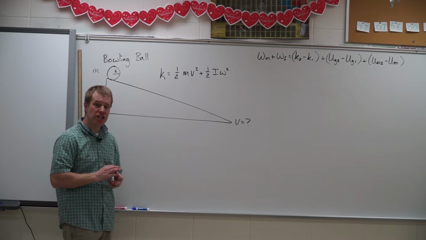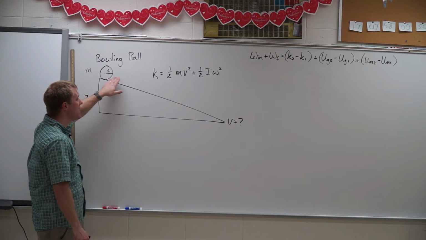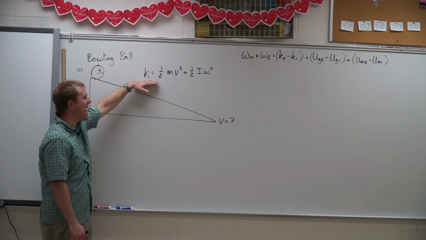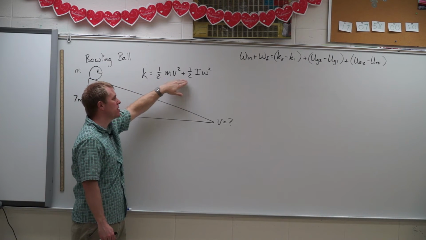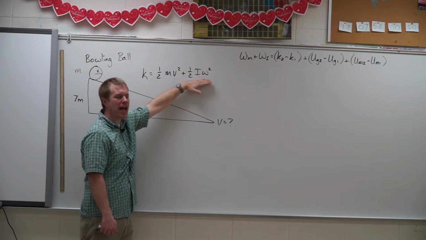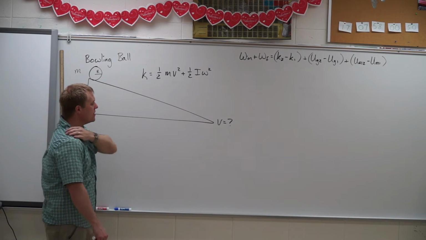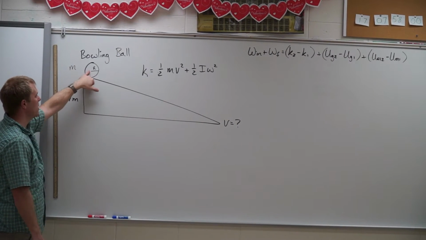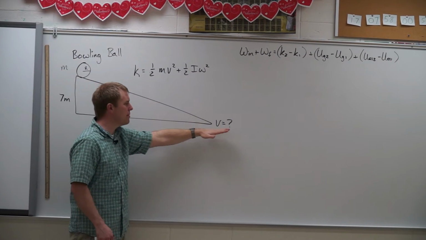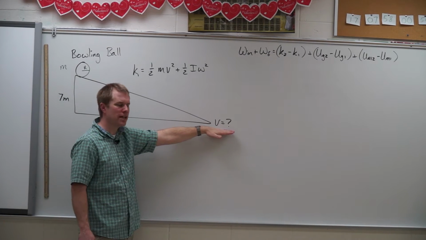We're going to look at energy in rotation. Specifically, the kinetic energy when something's rotating and moving is going to have the 1/2 mv squared, but also, because it's rotating, I'm going to have 1/2 I omega squared. In this example, I'm going to start a bowling ball at the top of a 7-meter high hill and roll it down to the bottom. And I want to know how fast it's rolling at the bottom.